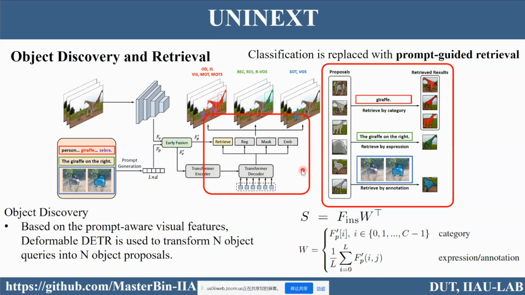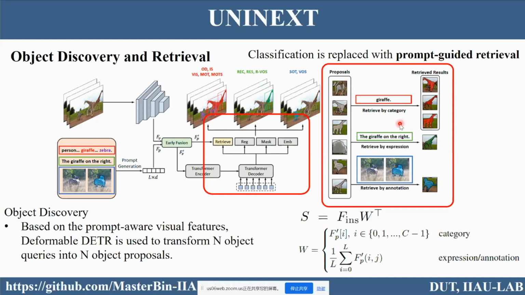However, not all proposals are what the prompt really refers to. Therefore, we need to retrieve truly matched objects from these proposals. As shown in the right part of the figure, traditional classification is replaced by a unified prompt-guided retrieval.